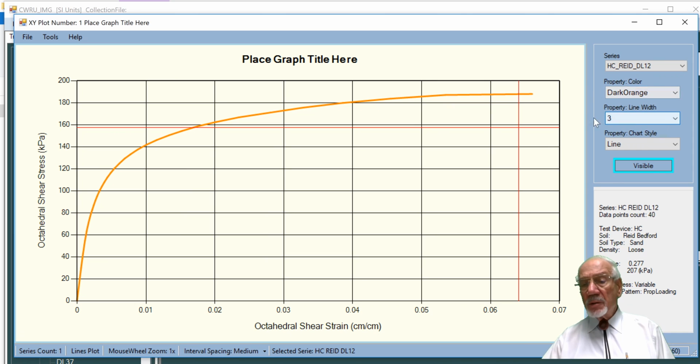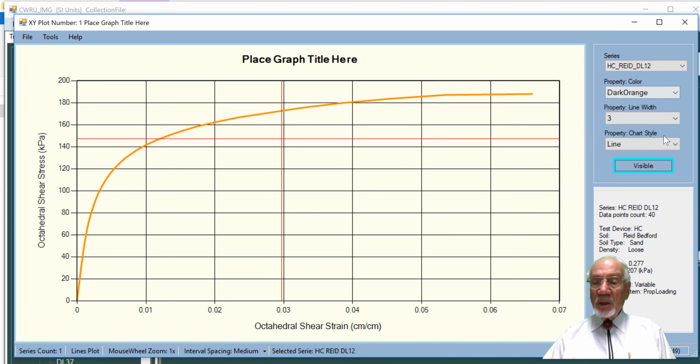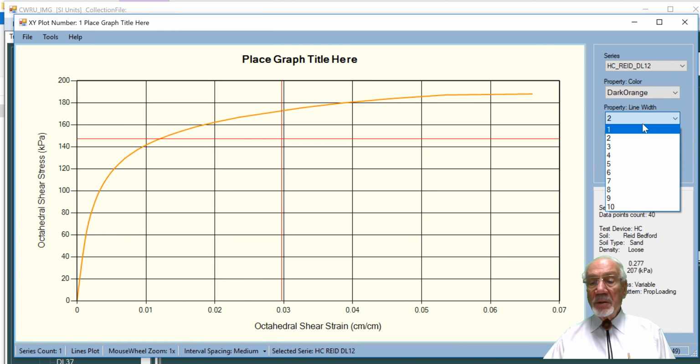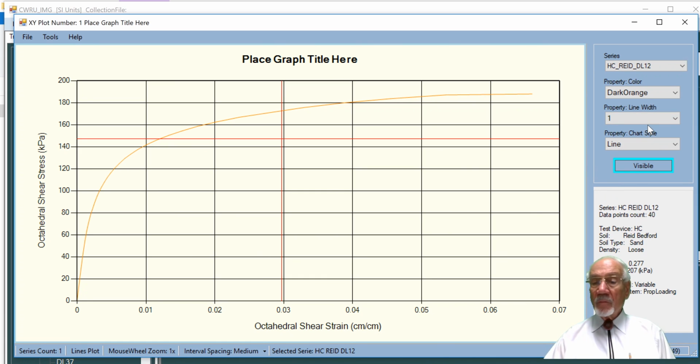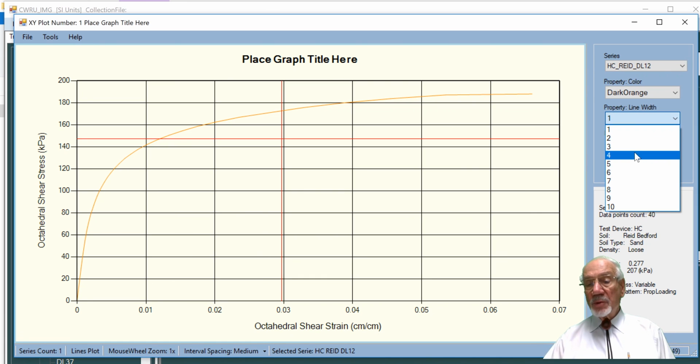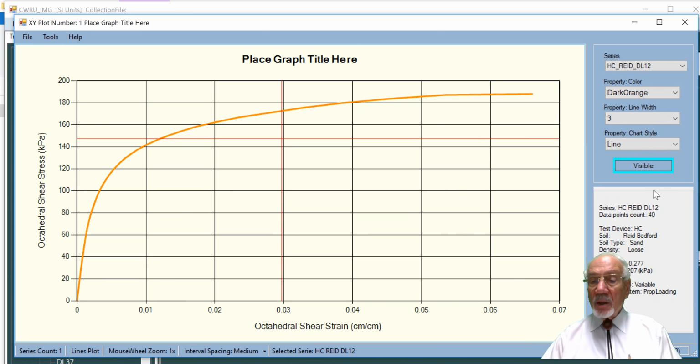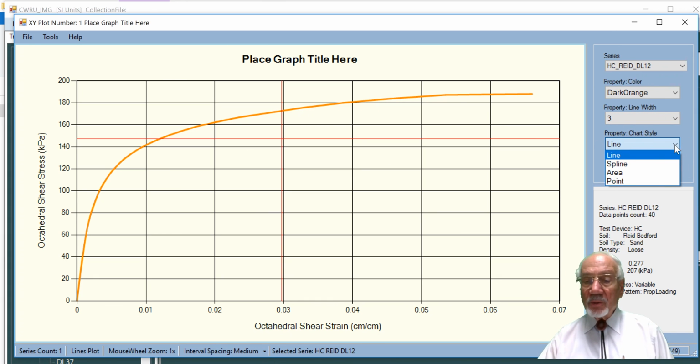You have one here regarding the property of the width of the line. This is number 3. If you want a thinner line, you go to number 2. If you want another thinner line, you could go to number 1, which is very thin. Now going back to number 3, we can stay here for a second. And of course, if you want to change something in the style, you are going to get here line, S-spline. This is the way the coordinates have been joined together.